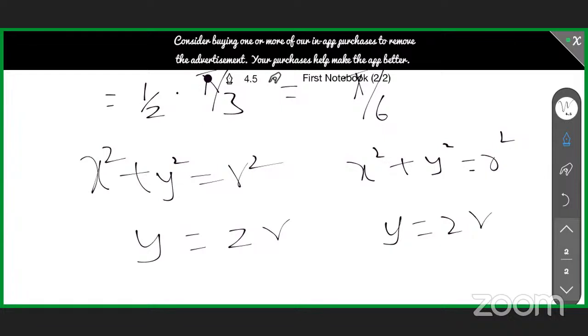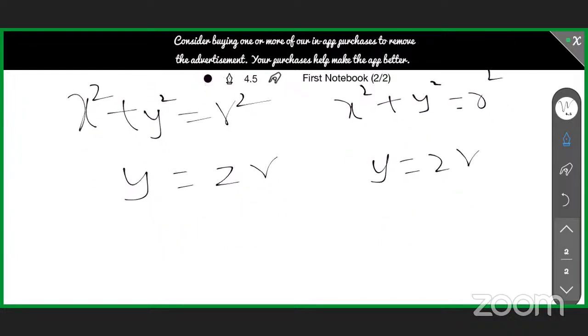90 degrees? Wrong. 45 degrees, sir? Wrong. 60? See, all guessing work. Wrong. This is my original equation, but the transformed equation is this one. Correct? Yes, sir.